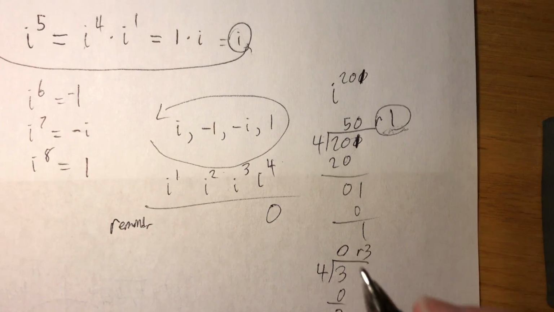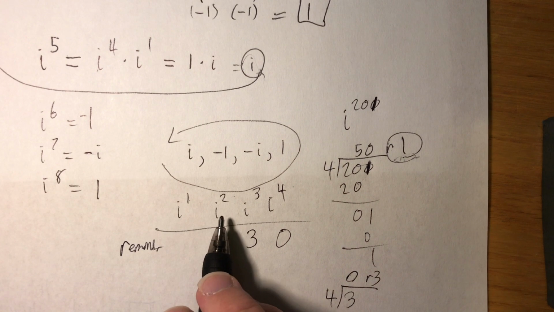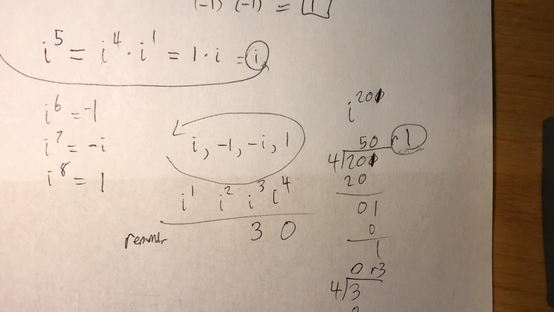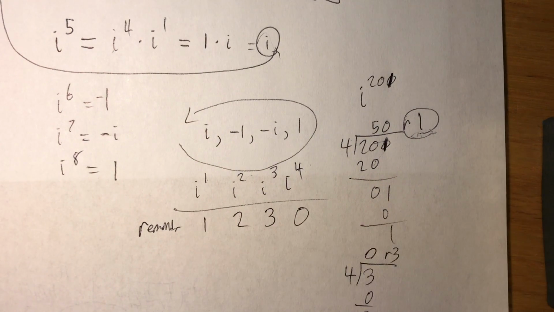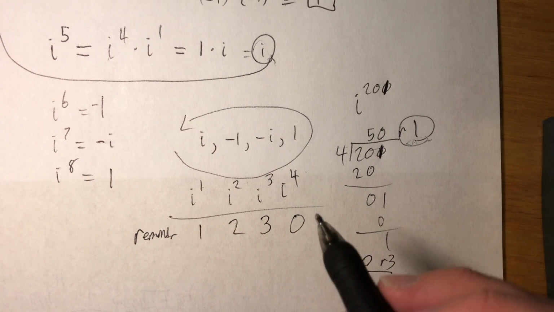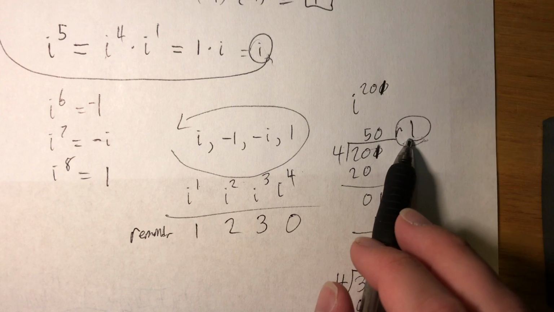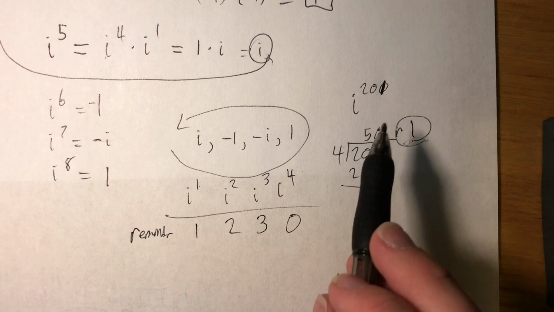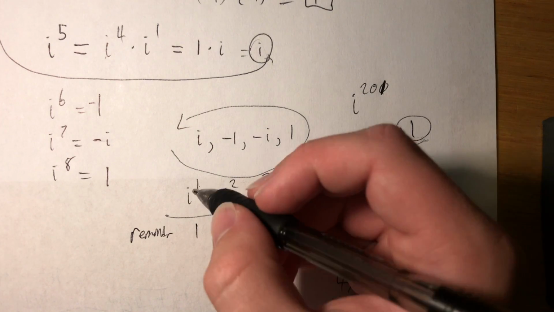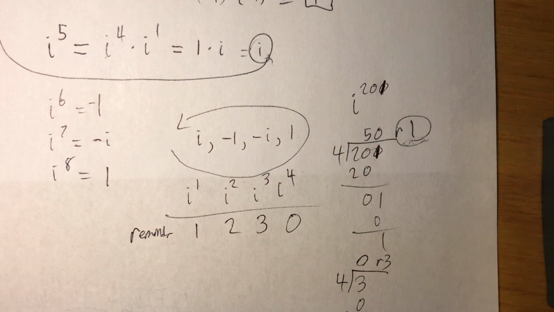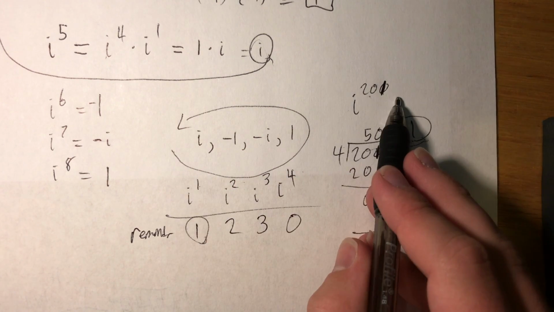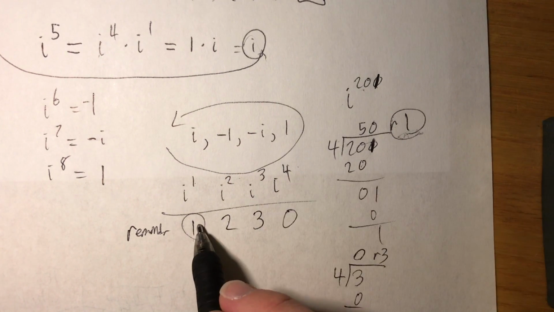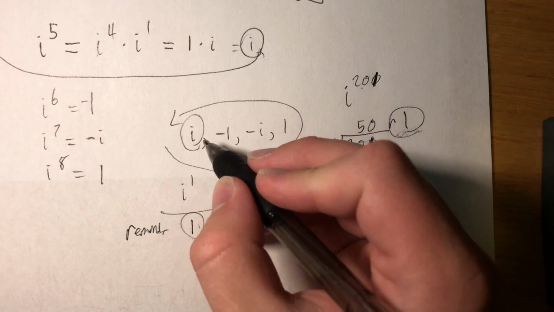a remainder of 3. And same with 2. If you do 2 divided by 4, you get a remainder of 2, and same with 1, you get a remainder of 1. So whatever remainder you get when you divide by some large exponent corresponds to the value it equals. So in this case, i to the 201, our remainder is 1, so our value is i.